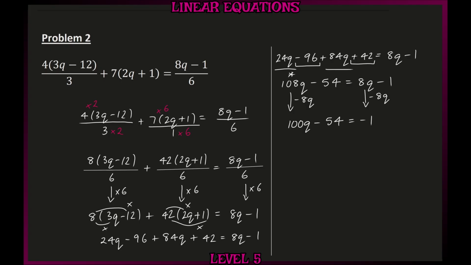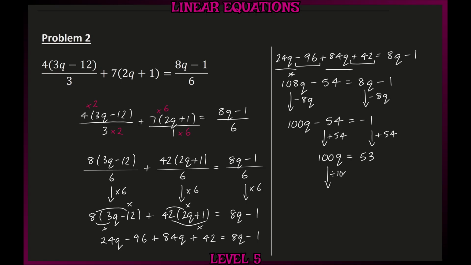Continuing on the left, we now need to remove the minus 54, so we can add 54 to the left hand side to remove it, and do exactly the same on the right, and the minus 54 and the plus 54 on the left cancel out to leave us with 100q, and on the right, minus 1 plus 54 gives us 53.